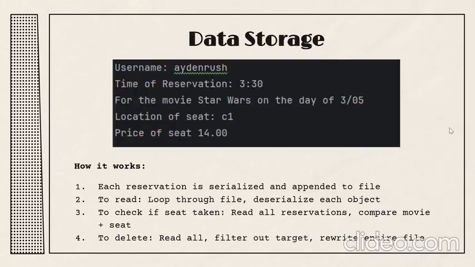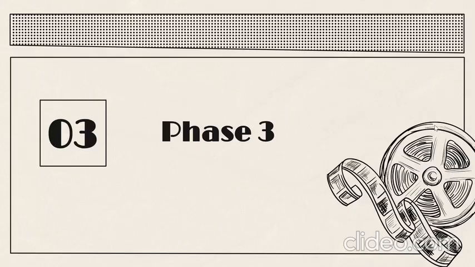Now, for our data storage, we ended up going with a text file. So each reservation is serialized and appended into the file. Now, to check if the seat was taken, we'd have to read all the reservations and then compare the movie and the seat. To delete, we'd again read all reservations, filter out the target, and then rewrite the entire file.